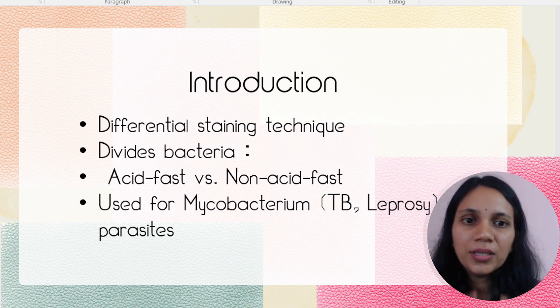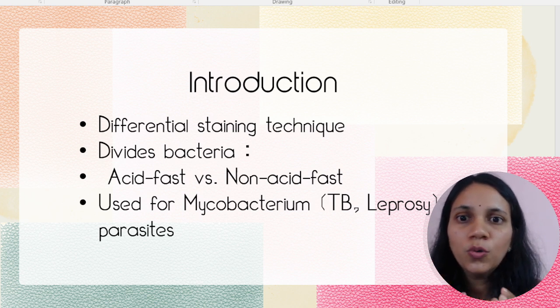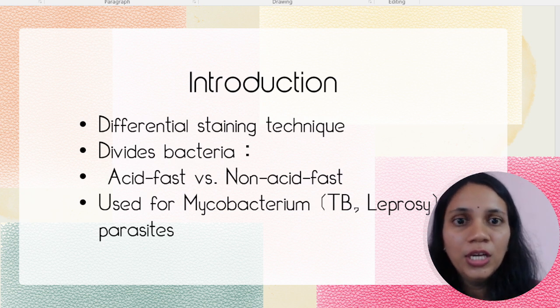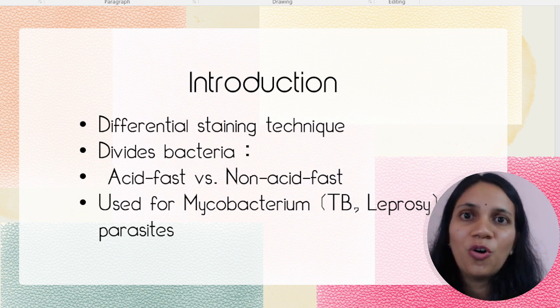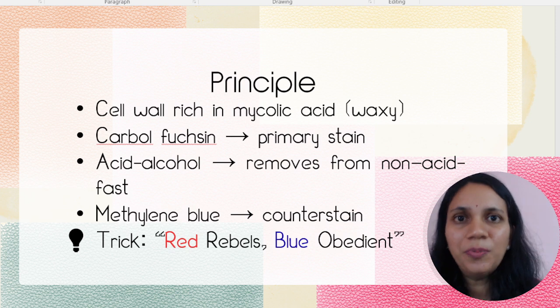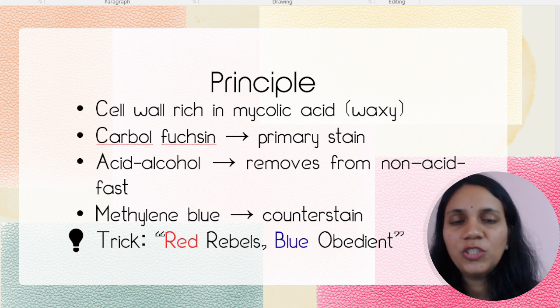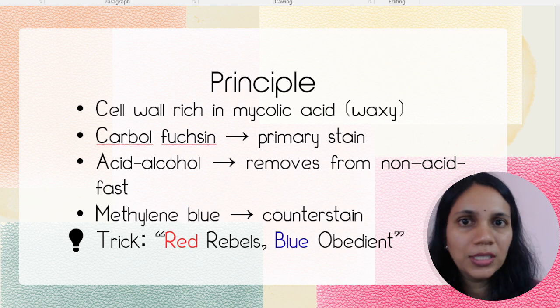Now, this particular method is going to divide the bacteria into two groups, that is acid fast and non-acid fast. So, it is particularly important in clinical microbiology, especially for identification of mycobacterium species and certain parasites. Let's try to dive into the principle and understand the working behind it. Now we are specially studying mycobacterium using this technique.